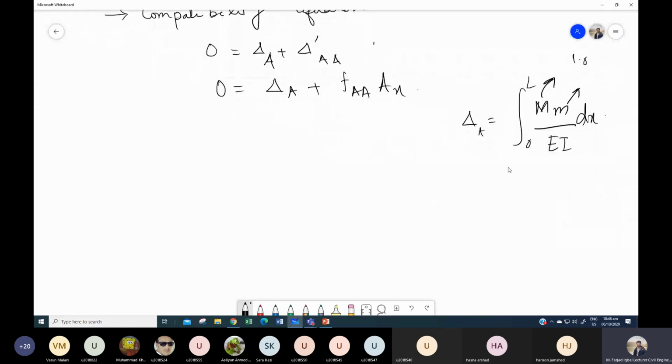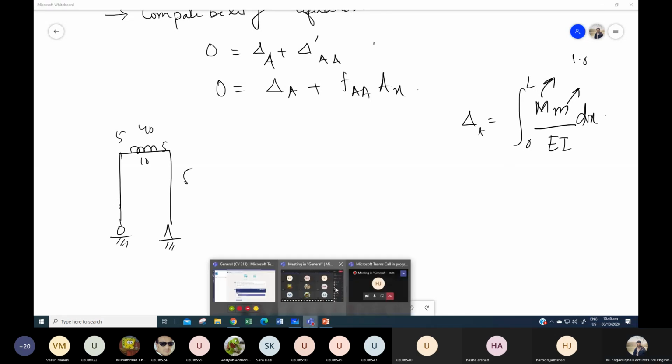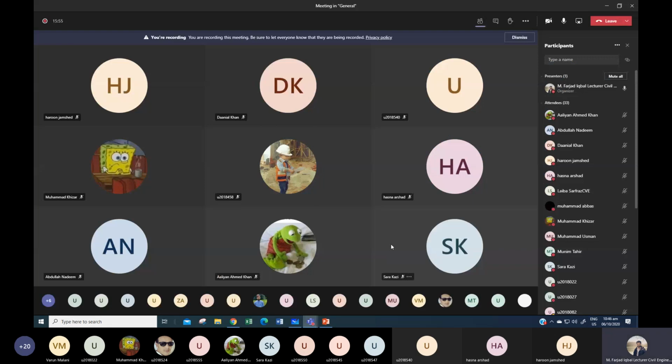So let's write the equation for capital M. I will plot the frame over here again. So how many sections do we need to take in this frame? This is 40, 10, 5, 5, 5. So how many sections do we need? Abbas. 6, sir.